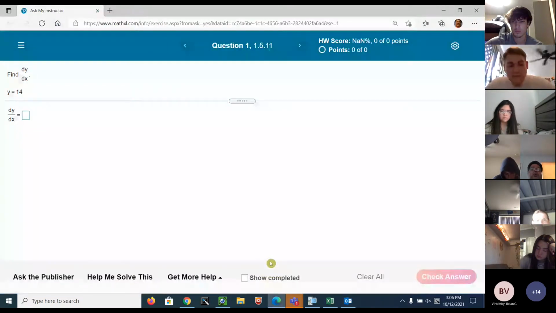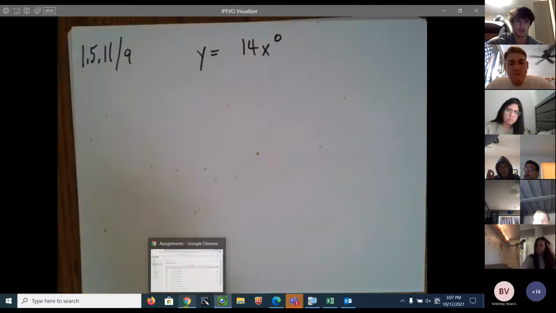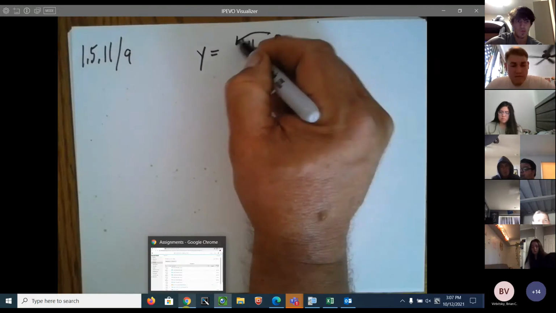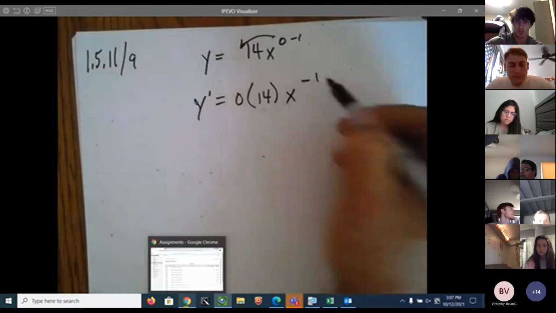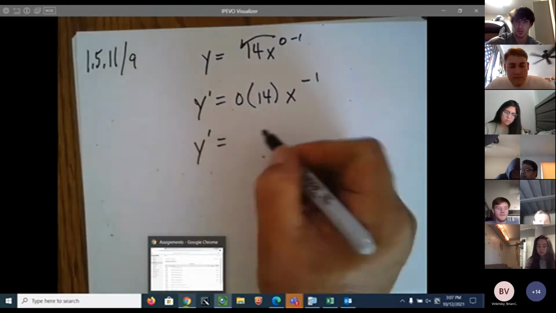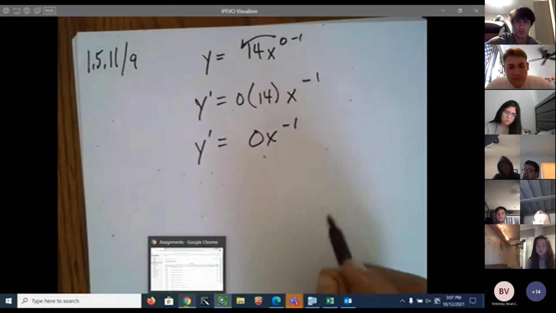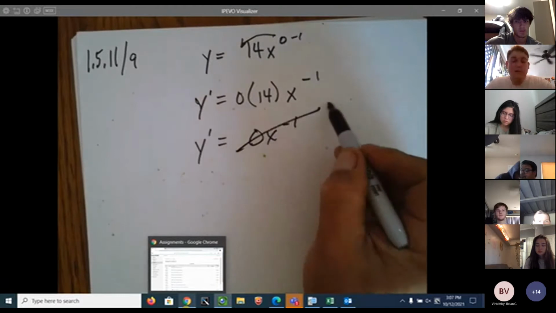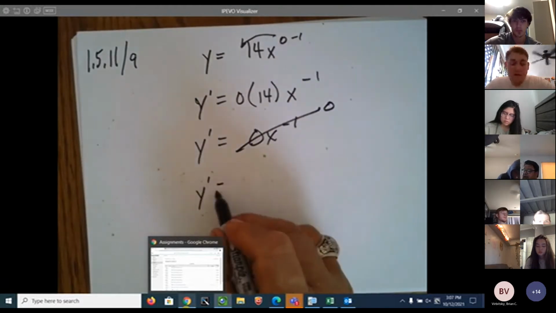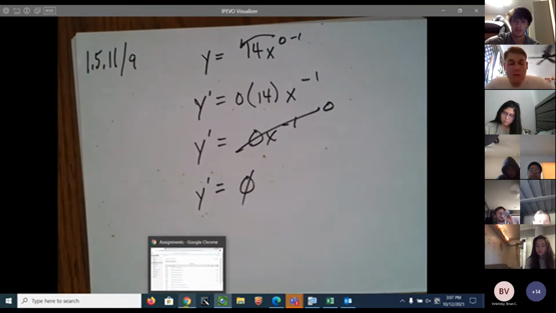Okay, this is a test question. What is the derivative of any constant? y is equal to 14 x to the 0. Use power rule. y prime is equal to 0 times 14 x to the negative 1. y prime is equal to 0 x to the negative 1. And what does that 0 do to anything you plug in? So y prime of any constant is what? 0, Hubert. Thank you, class.